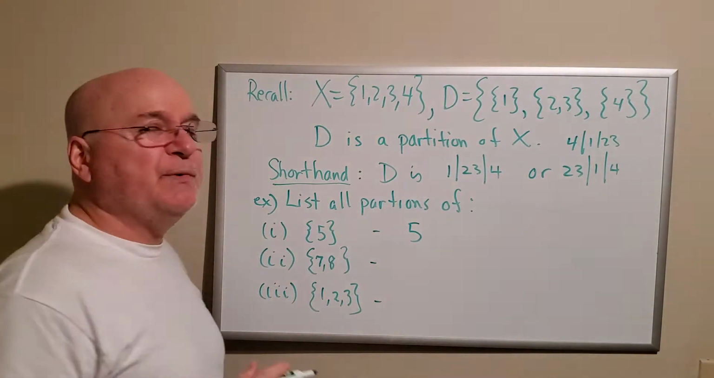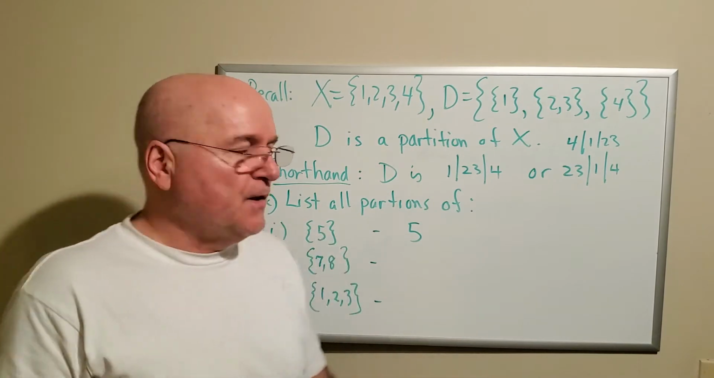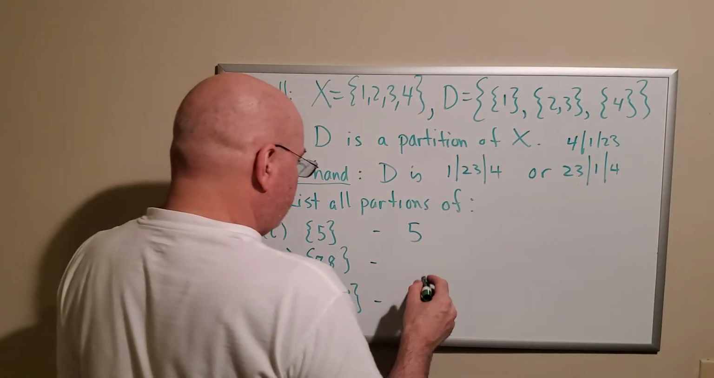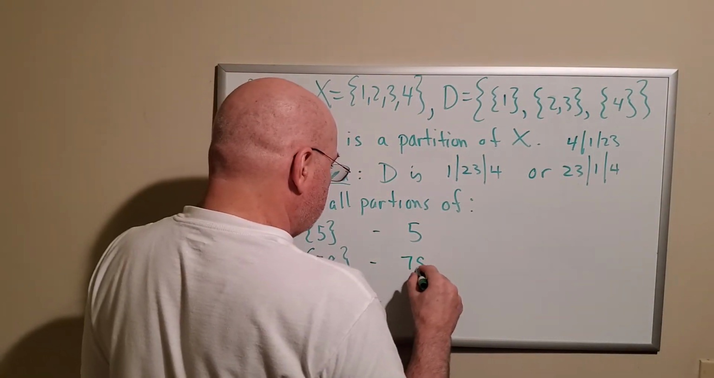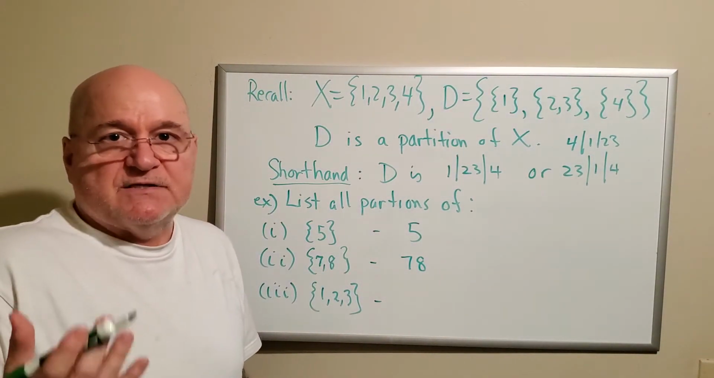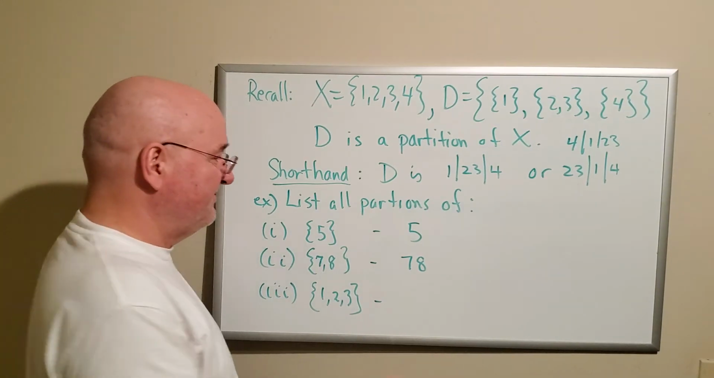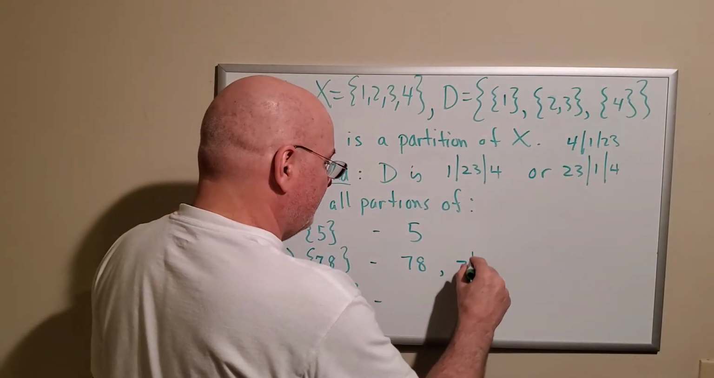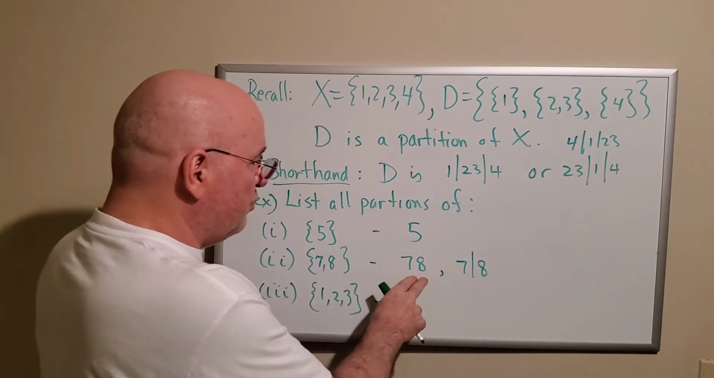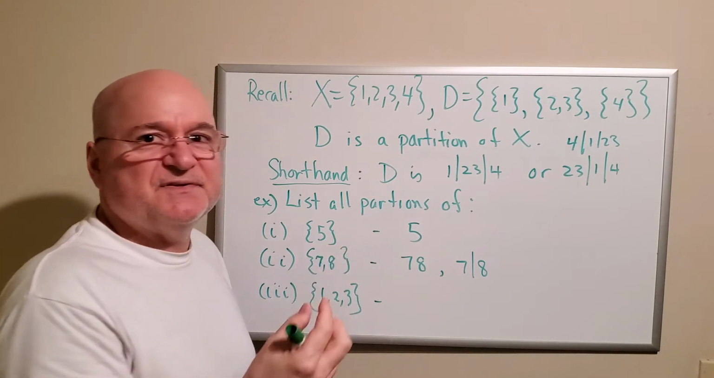The next one has two elements in it, so you probably want to figure out a nice orderly way of doing it. One partition is to take them both and treat it as one partition. There's only one other way to do it. So this is one partition using the entire set, and this is breaking it up into the singletons.